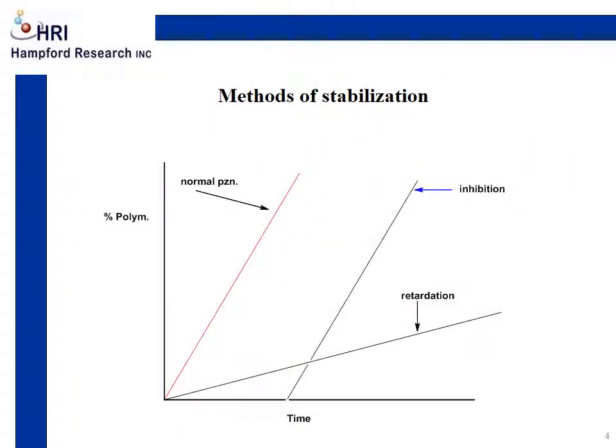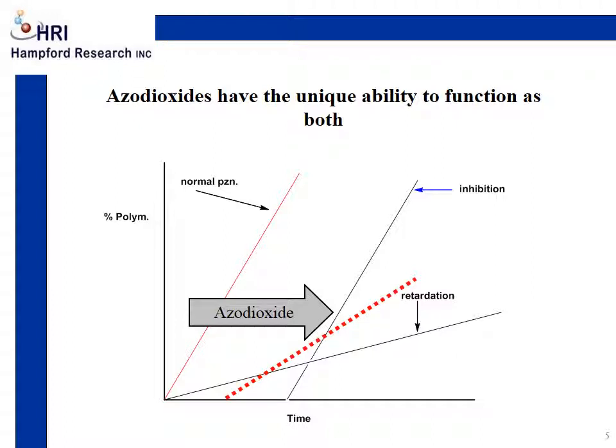An inhibitor works by totally suppressing polymerization until it is consumed by the reaction. At that point, the polymerization rate proceeds at the same rate it would if there were no inhibitor present. A retarder functions by reducing the overall rate of polymerization, even though it begins at the same time polymerization would normally happen. Azo dioxides, such as Hampford's UVTS 52, have the unique ability to function as both an inhibitor and retarder.